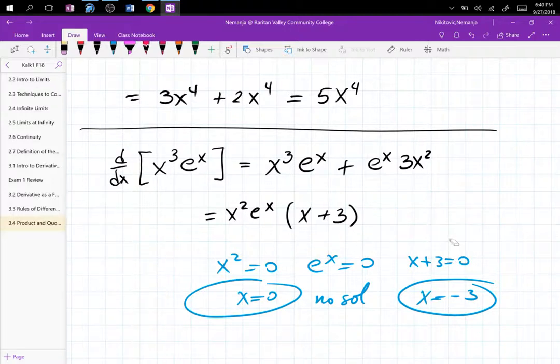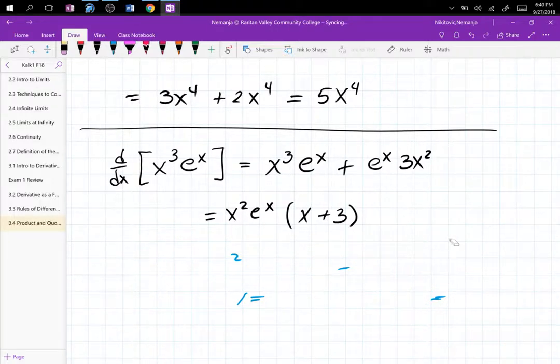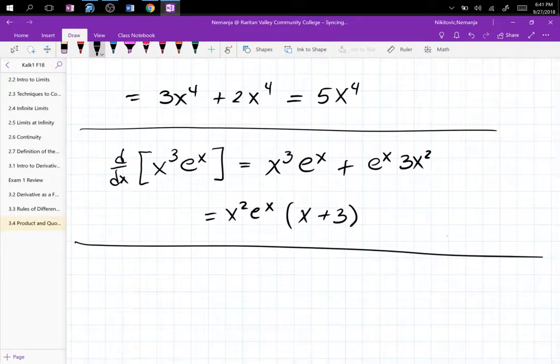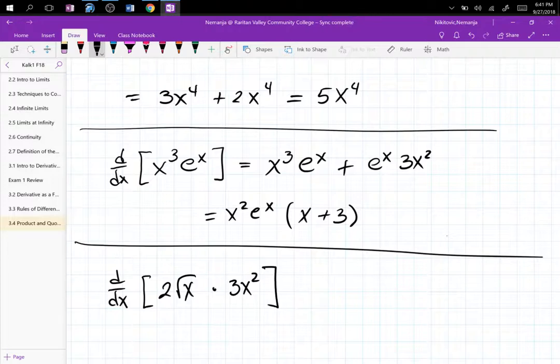So, make sure that you are using the formula for product rule, and also make sure you are factoring your solution. One more for you to practice. d/dx of 2 times square root of x times 3x squared.